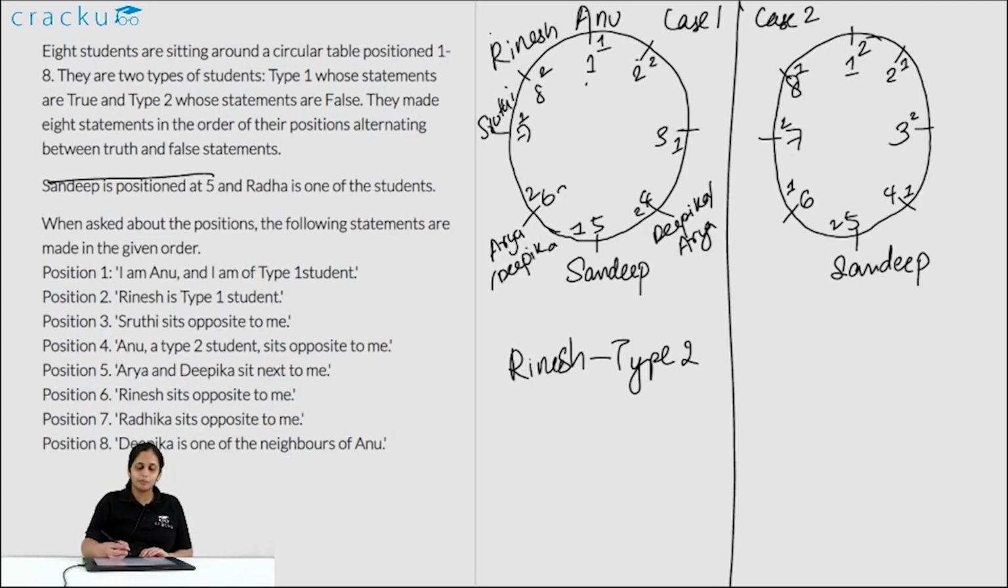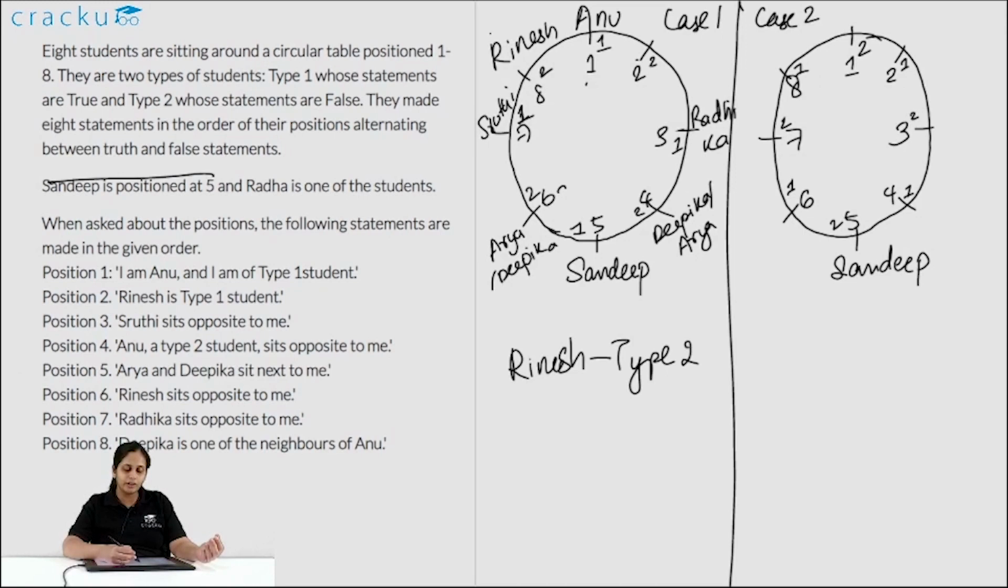Radhika sits position 7. This person is telling the truth. So she says that Radhika sits opposite to me. So at position 3 we have Radhika. Okay. And position 8 says Deepika is one of the neighbors of Anu. And that is clearly a lie, because Deepika is over here. So that is definitely a lie. So we have not come to a contradiction in this case. In this case, if we follow this, we come to this particular configuration.